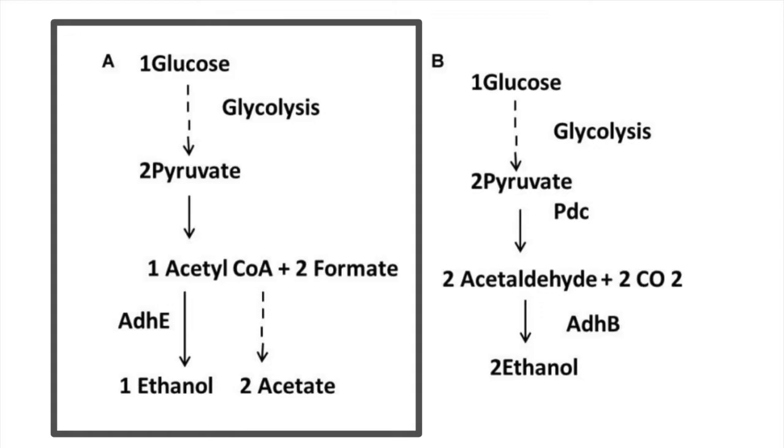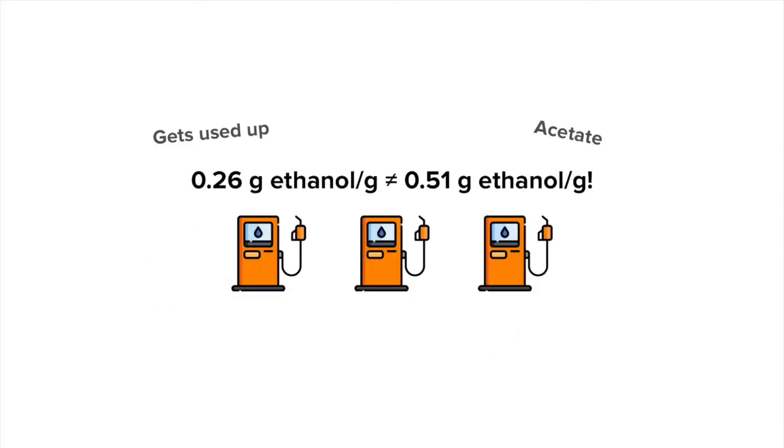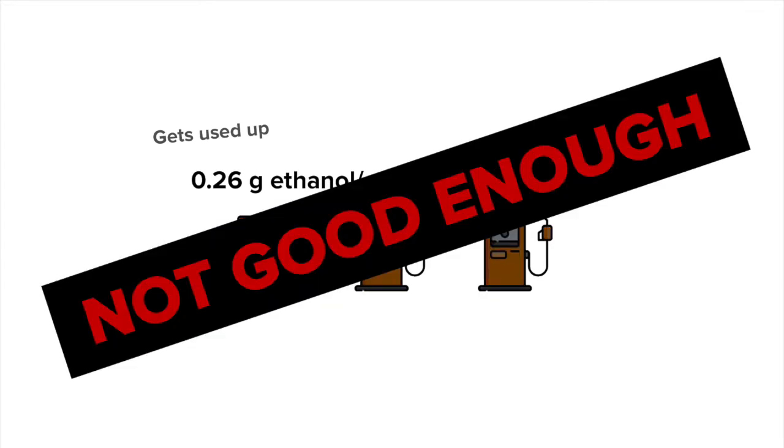However, in a natural environment, the ethanol produced within this reaction is then used for carrying out the regular functions of the cell, and there's also an unwanted byproduct of acetate. This process also creates a suboptimal amount of biofuel, as 0.26 grams of ethanol per gram of glucose is not anywhere near the theoretical maximum yield of 0.51 grams of ethanol per gram of glucose for an E. coli bacterium.